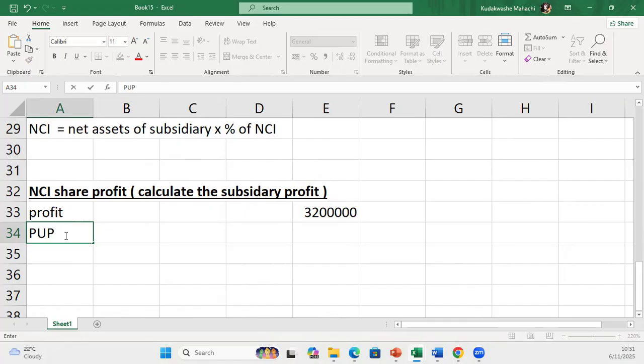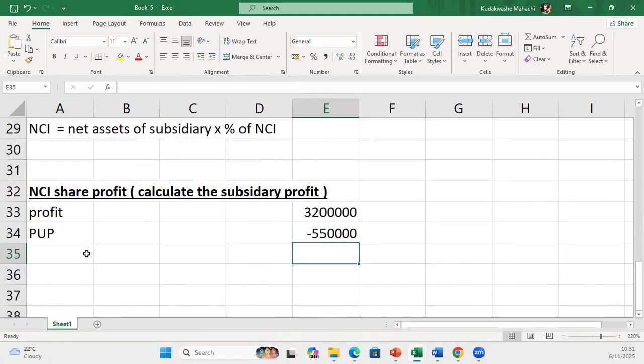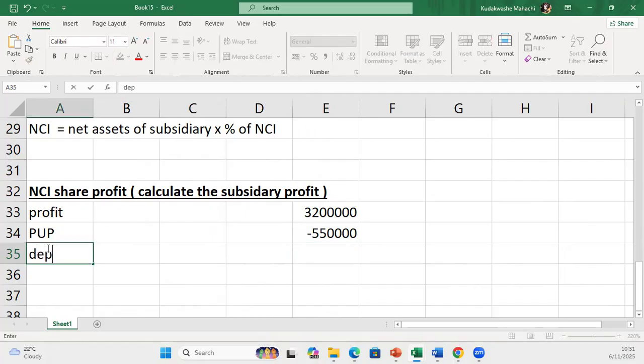So in this case, pakatengeswa pakatika provision fund realized profit of how much? 550. Then chimwe chatinobvisa is depreciation on fair value adjustment. Tinobvisa depreciation on fair value adjustment. So two times asset transaction fair value adjustment. And I wonder how much was the fair value adjustment.